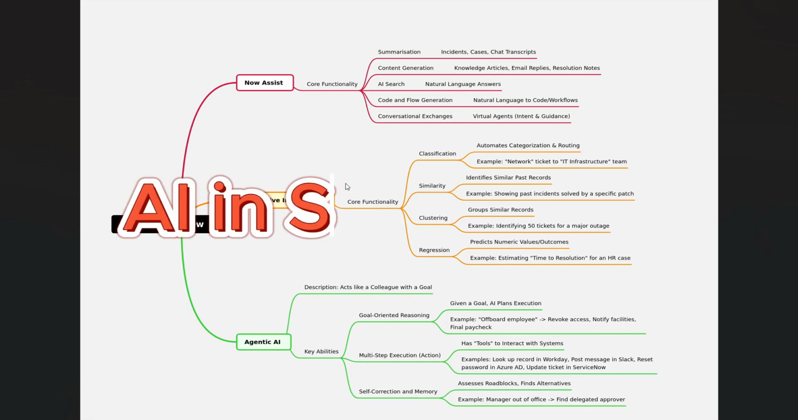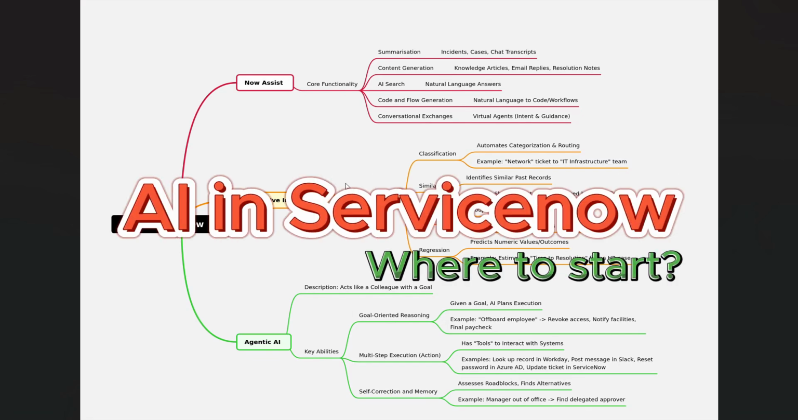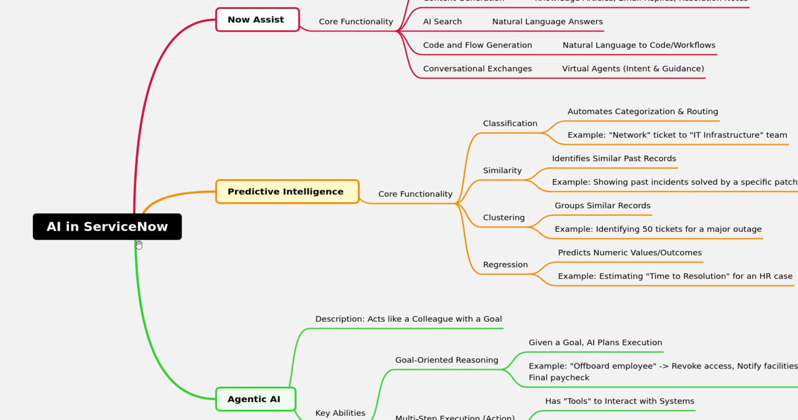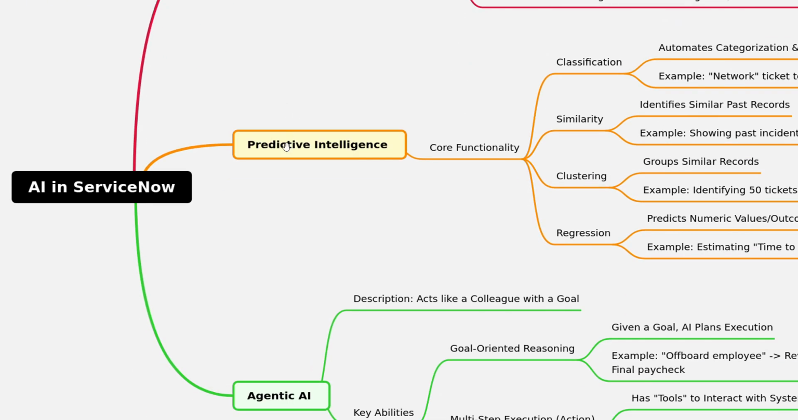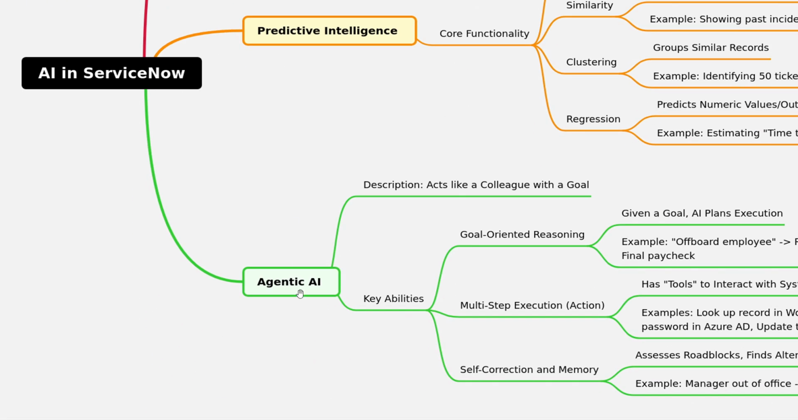Many of us want to learn AI in ServiceNow, but do not know where to start. I am creating this series to simplify this task, so we together can understand what ServiceNow AI is and how to leverage it for better understanding. ServiceNow AI is divided into three types. First, we have Now Assist, then we have Predictive Intelligence, then we have Agentic AI.